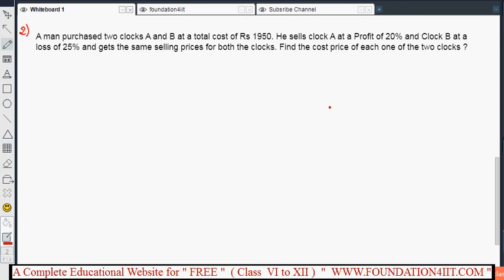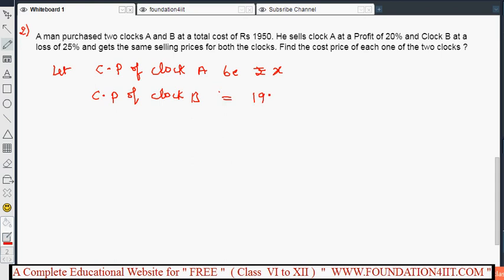Now you observe the question here. Purchased clock A, clock B, total cost is 1950. We need to find out the cost price of each clock. For example, if clock 1 cost price is X, the remaining cost price is 1950 minus X, because both were purchased for 1950. So we can divide the problem into two cases, clock A and clock B. Let the cost price of clock A be some rupees X. Then the cost price of clock B becomes 1950 minus X.